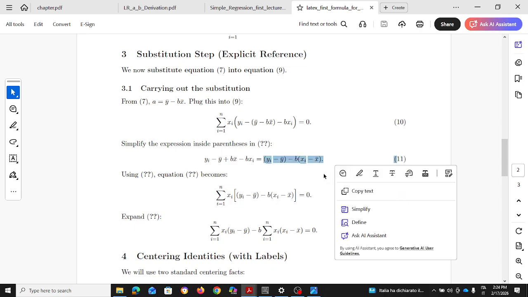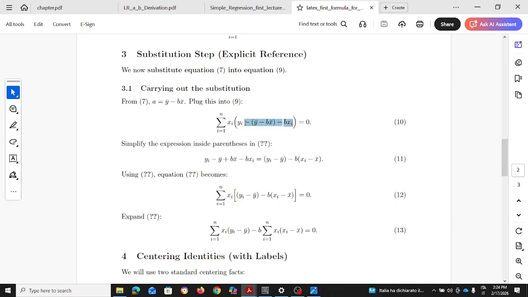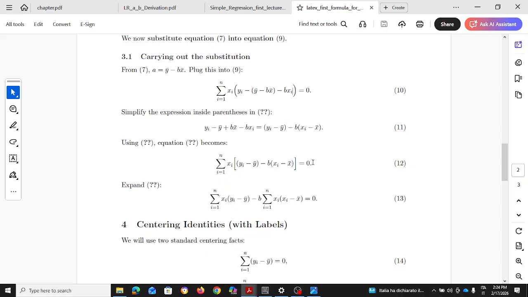Now what we are doing is putting this in place of this in this equation. So what we have, xi times (yi minus y bar minus b (xi minus x bar)), and equal to 0. Now apply summation to all terms. The first term is this, multiply xi with this first term, and we apply summation. Then minus b, which is a constant, apply summation to this term, equal to 0.